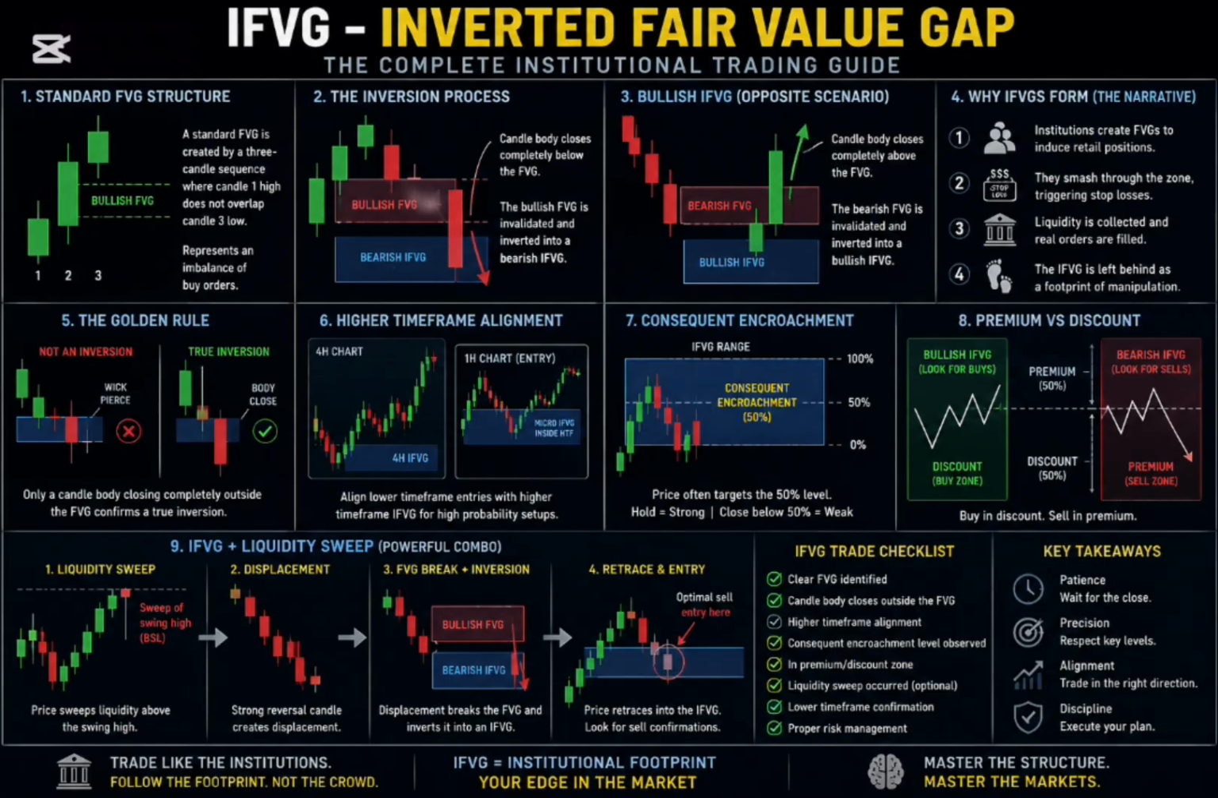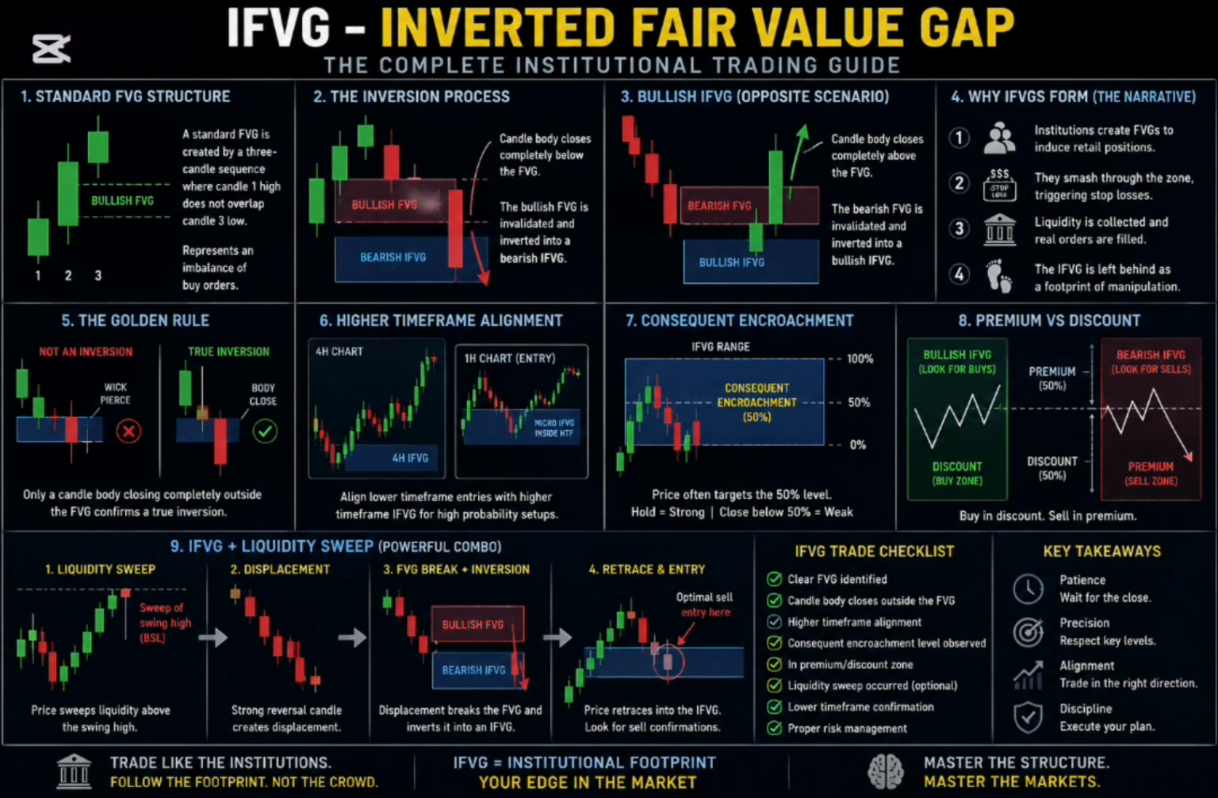An inverse fair value gap is not just a random box, it has specific internal price levels to watch. The most critical level within any fair value gap or inverse fair value gap is the exact 50% midpoint. In institutional trading, this precise 50% equilibrium level is called consequent encroachment.